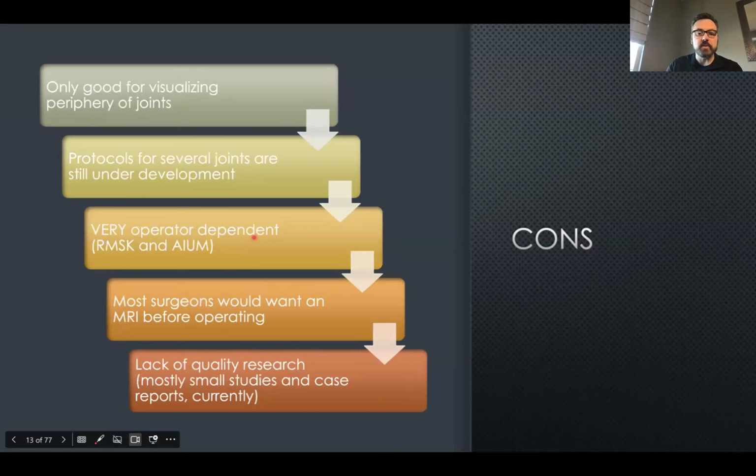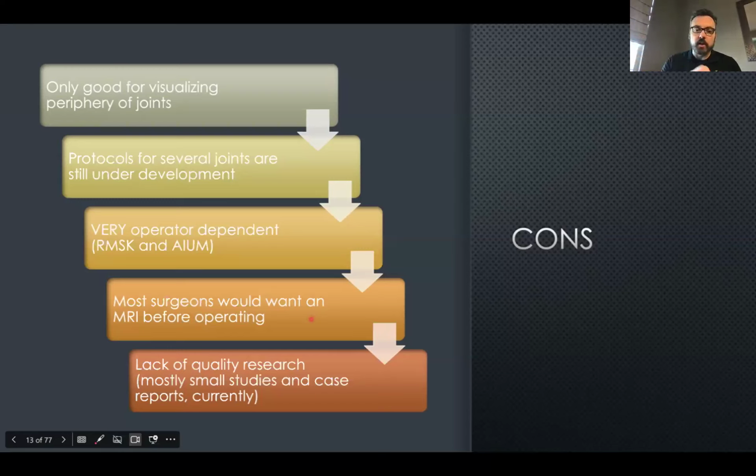Another con of ultrasound is surgeons are going to want an MRI. I've got a number of cases in here where I show the abnormality on ultrasound. It went to a surgeon and the surgeon ordered the MRI, and you see the exact same thing. But most surgeons in practice now, when they went through residency, were taught to do the operations based on an MR appearance, not an ultrasound appearance. So they're not very comfortable operating from an ultrasound scan.